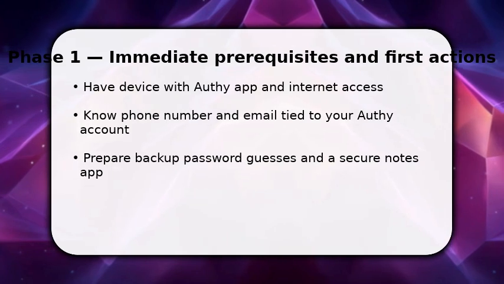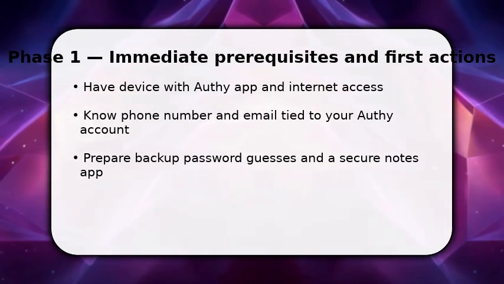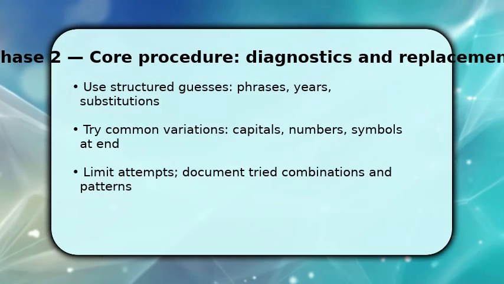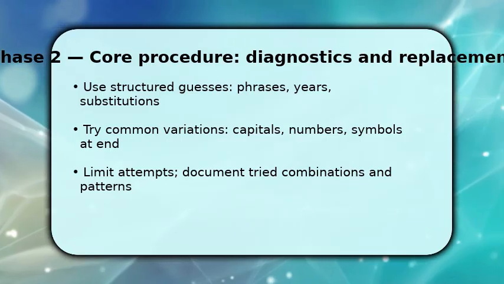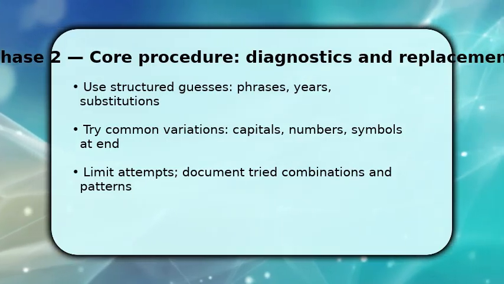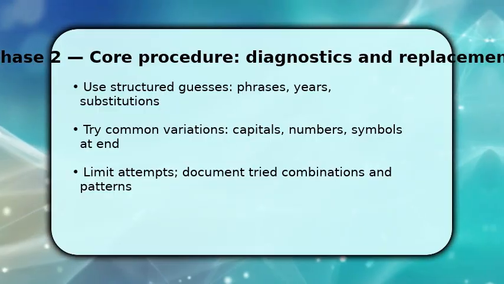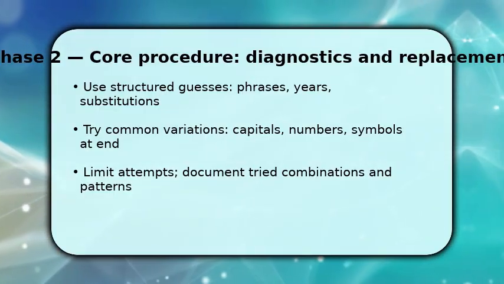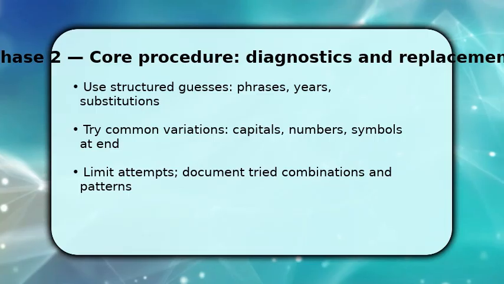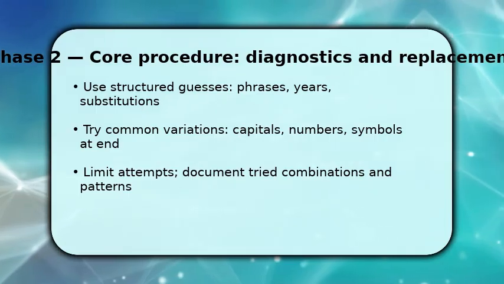Now you perform systematic testing. Start with exact phrases you commonly use, then apply one change at a time: add a year, insert a symbol, or swap letters for numbers. Make sure to test variations like initial capitals or trailing digits. This reduces random attempts and increases success probability.